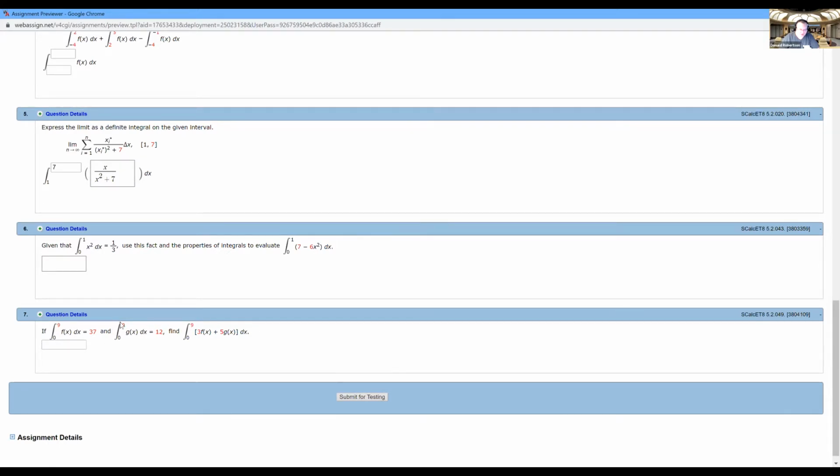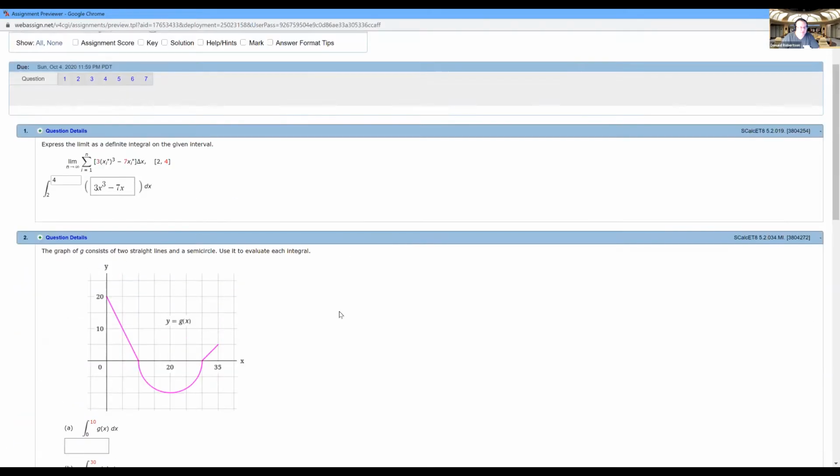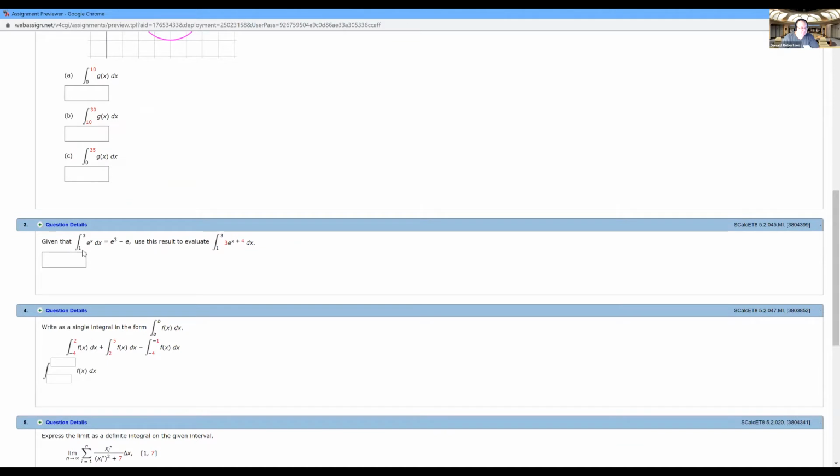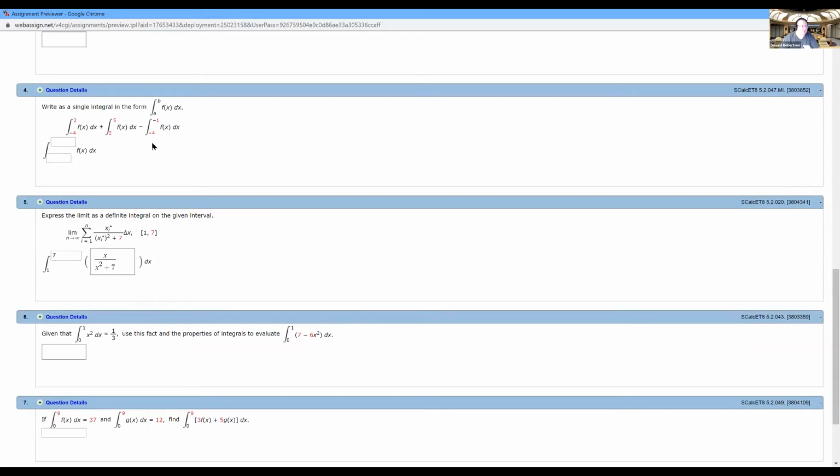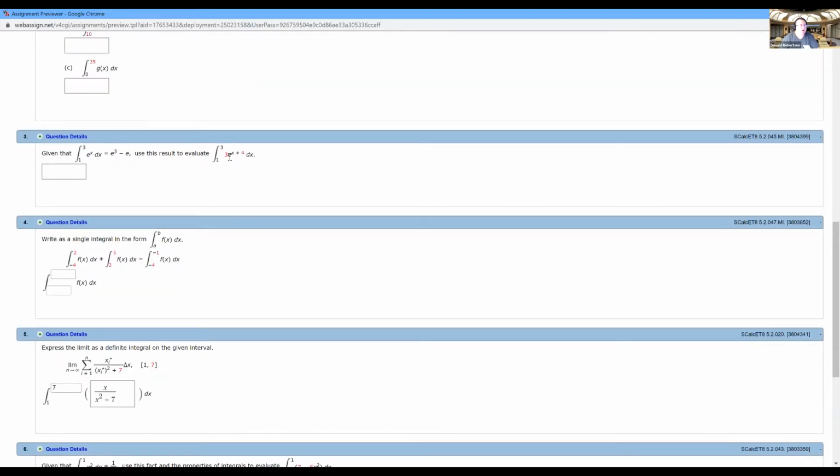Most of the questions are just like the stuff I've done. Can you see they're finding areas under curves, or if I tell you something, can you use it to get something else? So that's kind of cool. Although that one there, oh, that one there's kind of cool.